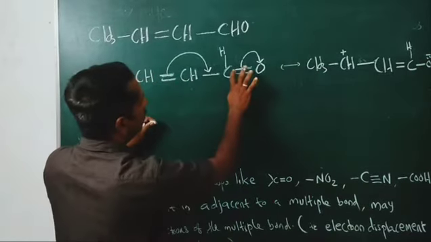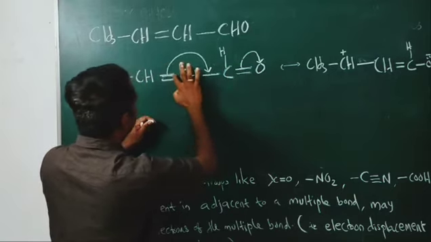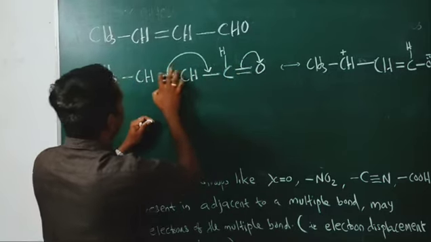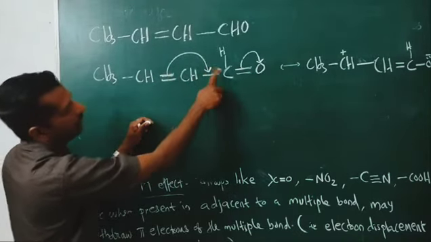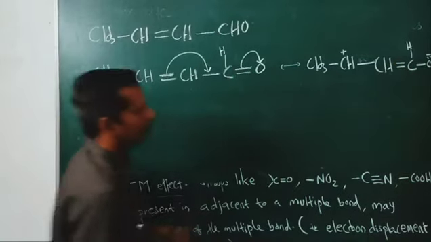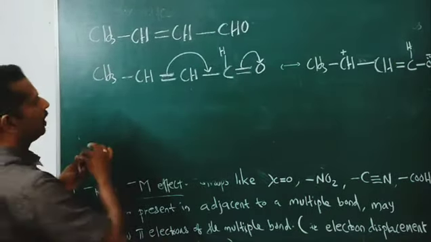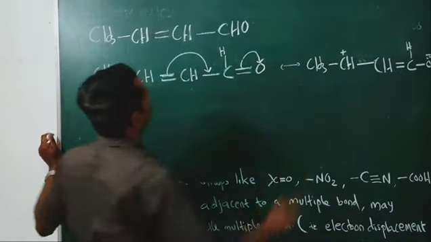You can see that since this bond is breaking from this carbon, what will happen? This pi bond breaks from this carbon and it will be shifted to here. Then here it will become a double bond. Now, since the bond is breaking from this carbon, this carbon is getting a positive charge.